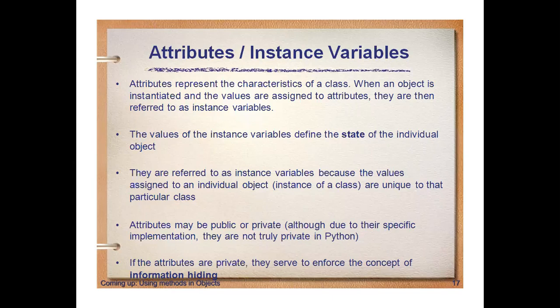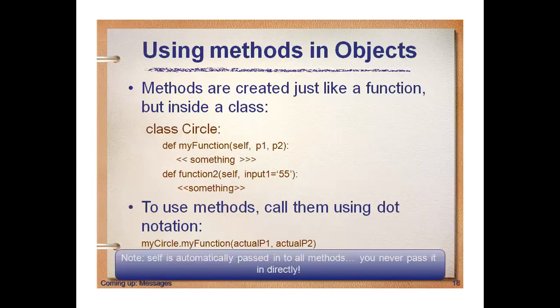If the attributes are private, they serve to enforce the concept of information hiding, right? It means we are securing the information so that no outer object can find out that information and work on it, using methods in the objects. So how are we using methods in the object? Simply by calling them. The methods are created just like a function, but inside the class, right?